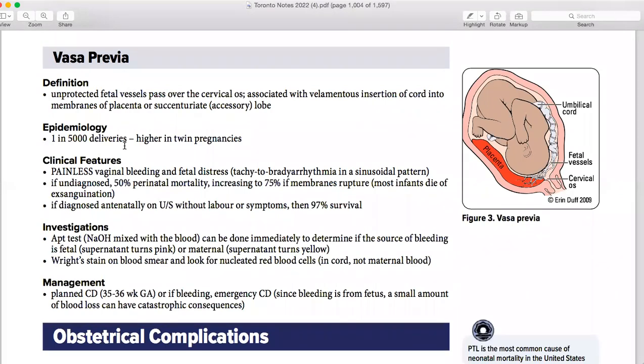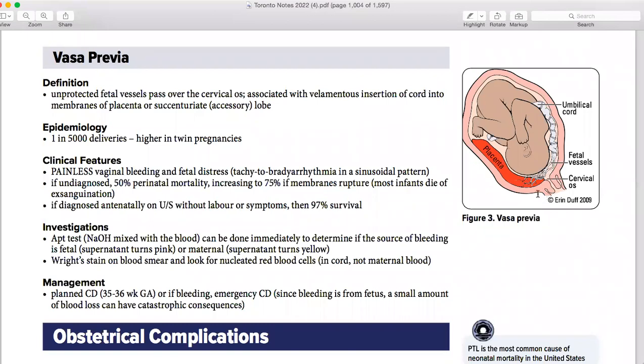When I said remember by heart, it means you have to remember some things. You have to make concepts, but at the same time you need to remember the things to solve some MCQs. Then, starting with vasa previa, what is vasa previa? In this picture, this is the cervical os, this is the fetal vessels, and this is the umbilical cord. The placenta is here, but all the vessels come in front of the cervical os. With the name of it, vasa previa, vessels in front, so it comes in front of the cervical os.